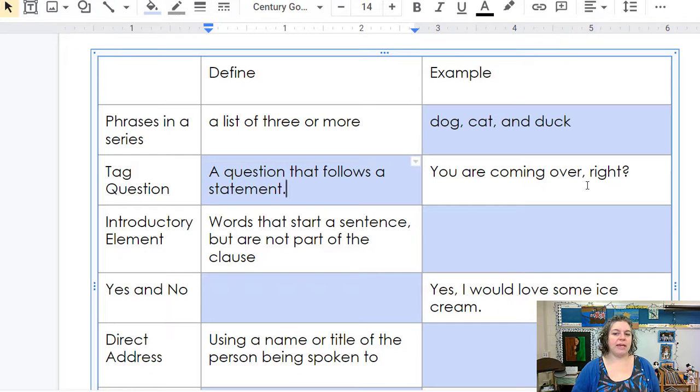So the comma comes after the statement instead of having a period at the end, because the sentence could be, you are coming over, period. That's more like a demand. So this is checking. You're coming over, comma, right?